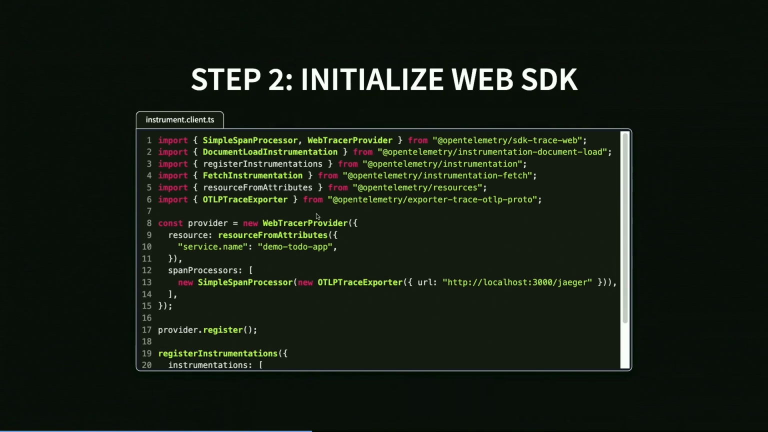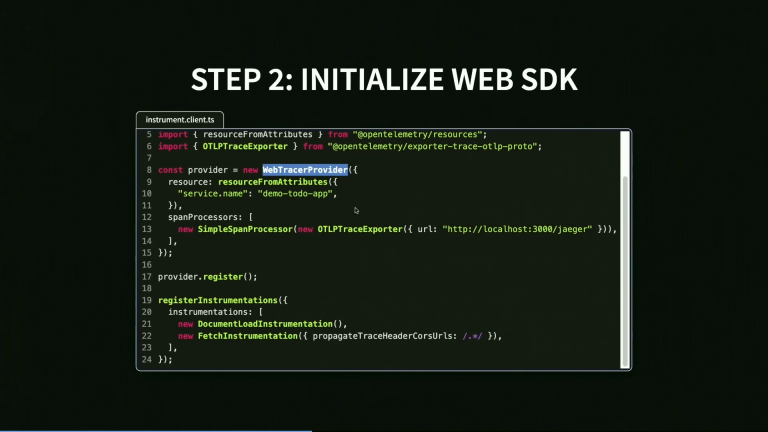So here, we're going to take care of setting up the client part. So I just added an instrument.client.ts file. And then I'm going to initialize the web trace provider, that's this class here, which essentially is the top-level SDK for the browser side of instrumentation and of the tracing SDK.